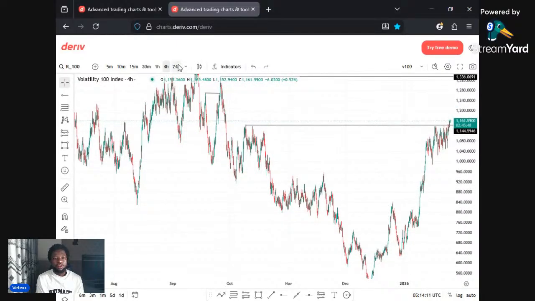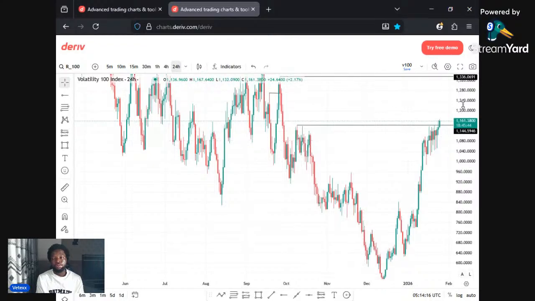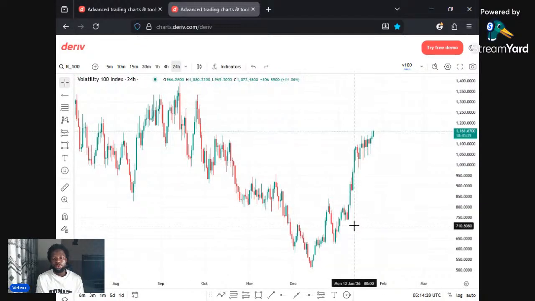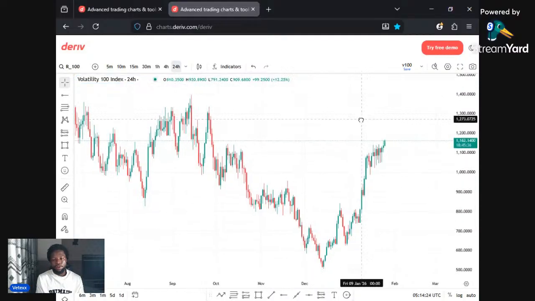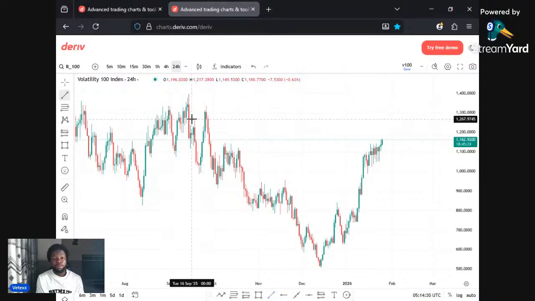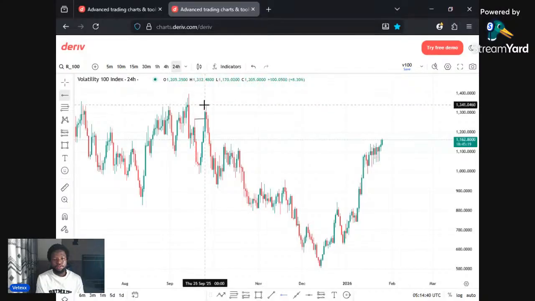We are starting the analysis from the 24-hour time frame. The reason we are starting from that time frame is what they call top-down analysis: understanding where price is coming from and where it's going to. First of all, we are spotting our rule number 1, which is sweep of liquidity, which is here. Rule number 2, we have our protected high, which is here.